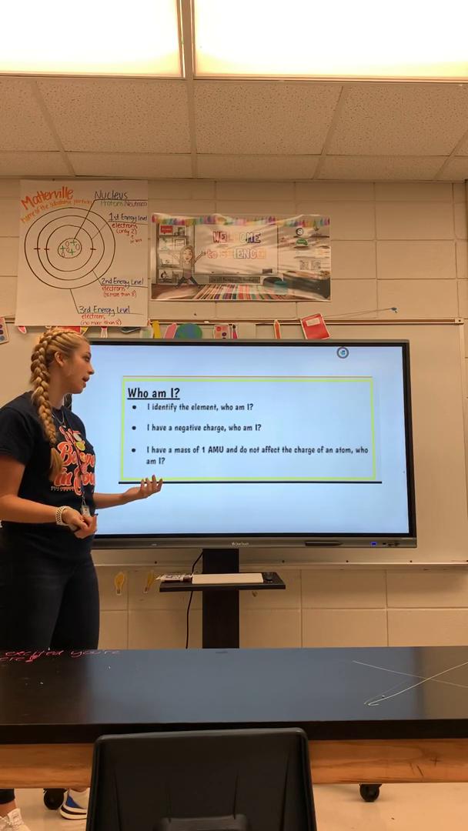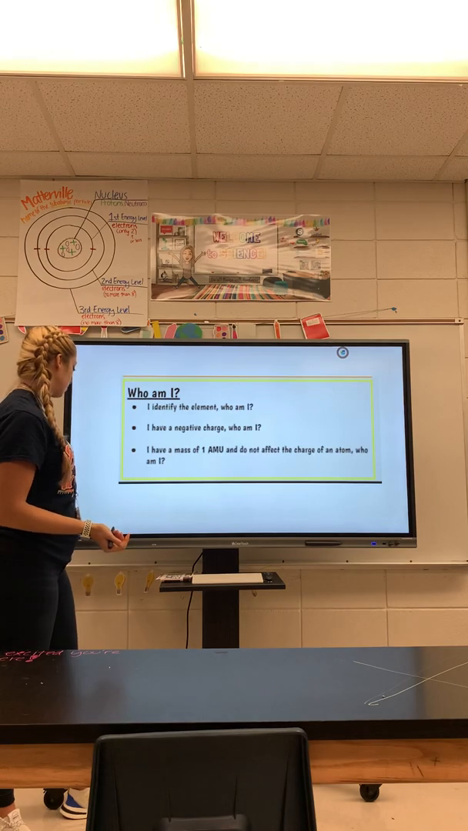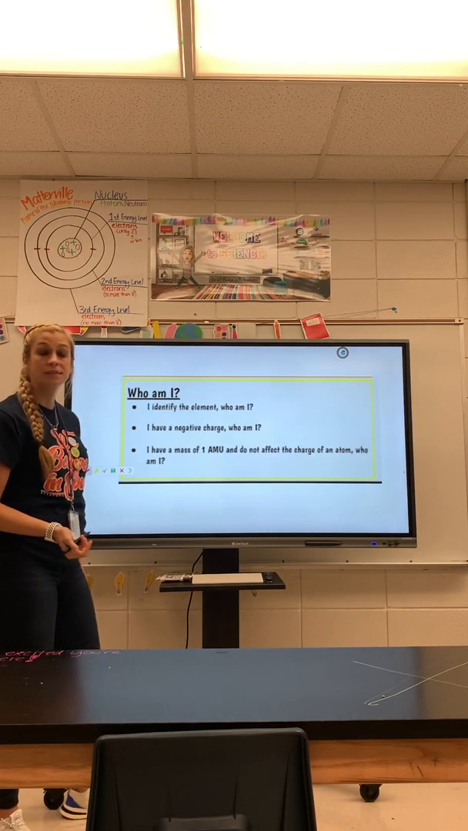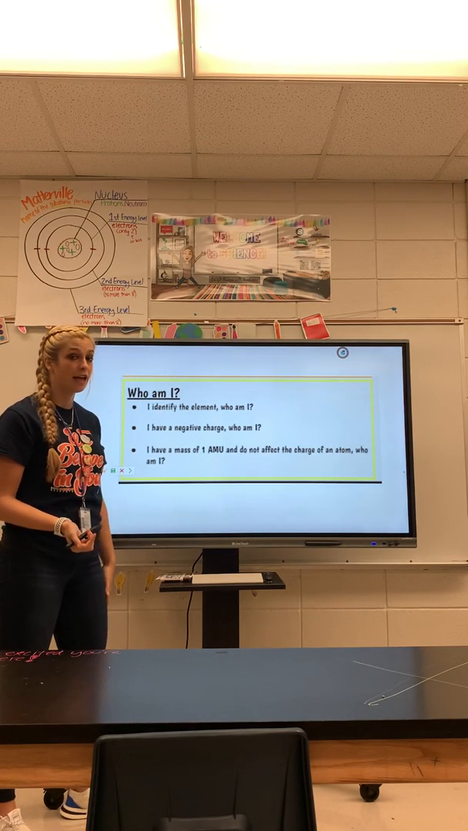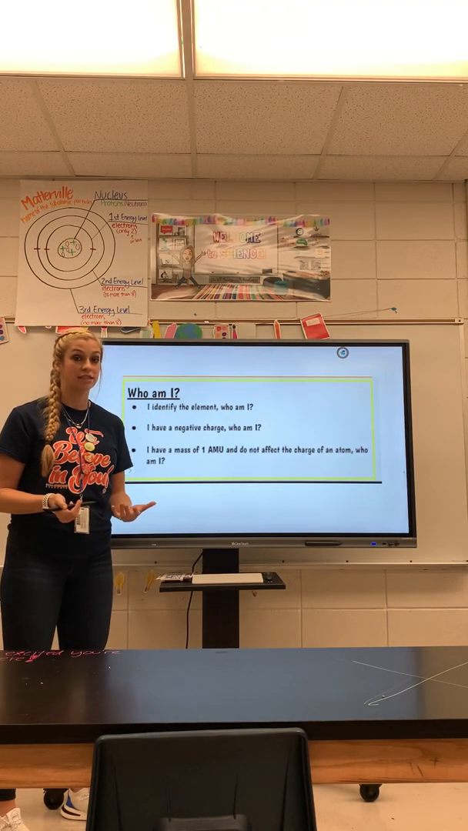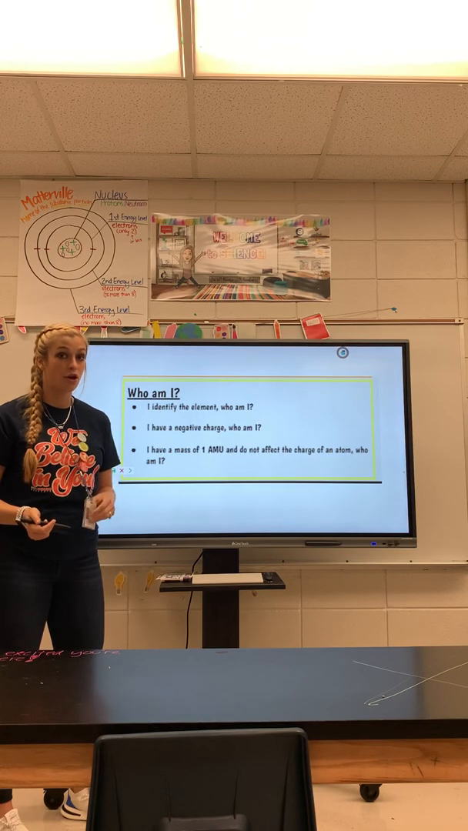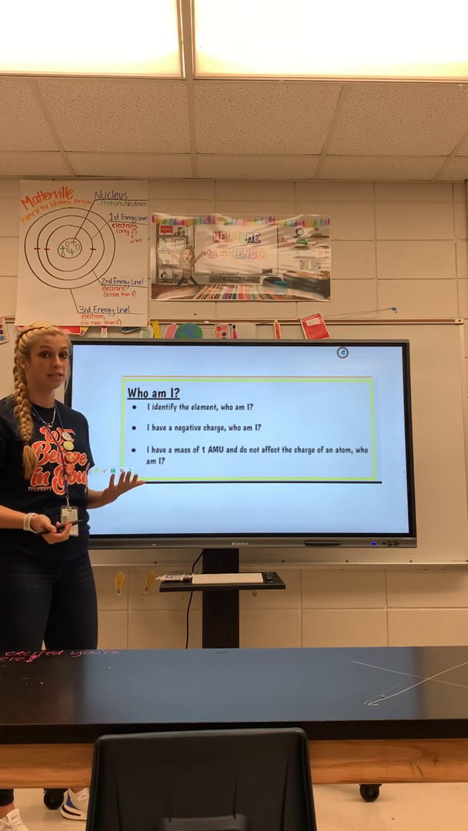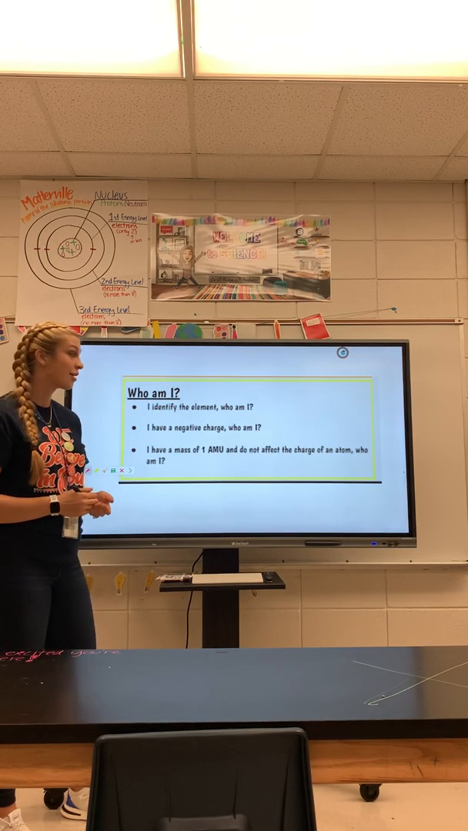And then you have one more part to do at the bottom. This is Who Am I? So I'm going to do the first one. The first one says, I identify an element. Who am I? Well, who is like the driver's license or the ID of the element? Who tells us who that element is? Protons.